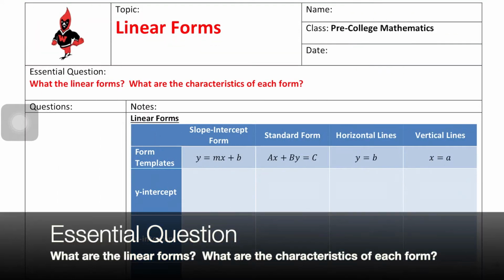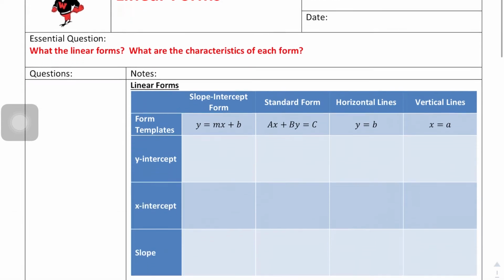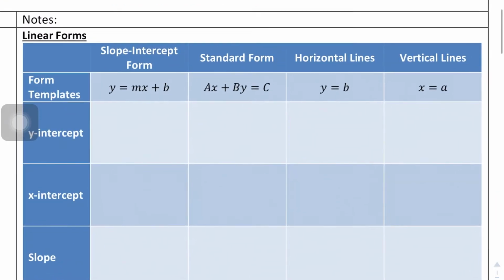All right, in this video, we're going to go over linear forms. Essential questions: what are the linear forms, and what are characteristics of each form? We've got four forms that we're going to want to be concerned about. We've got our four forms listed here, right? Slope-intercept form, standard form, horizontal lines, vertical lines.